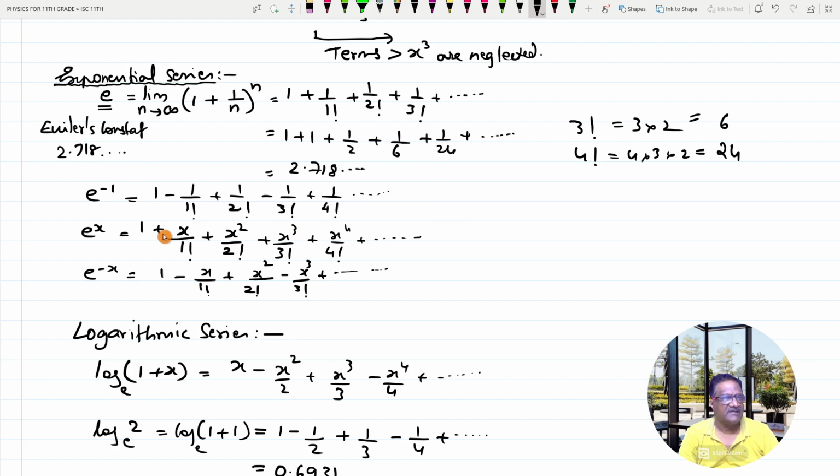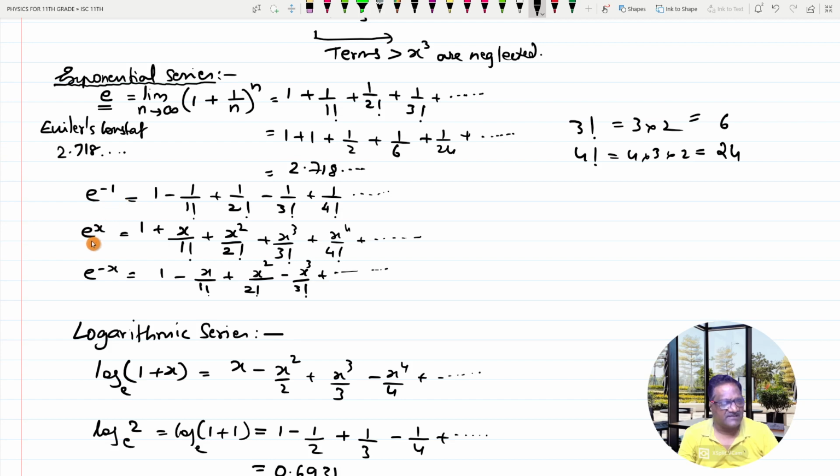Okay, right? Now e raised to minus 1 is again in the exponential series. You can write it as 1 minus 1 upon 1 factorial plus 1 upon 2 factorial minus 1 upon 3 factorial plus. So here the minus and plus alternately are going to be placed in the terms. Okay, first minus, then plus, then minus, then plus.